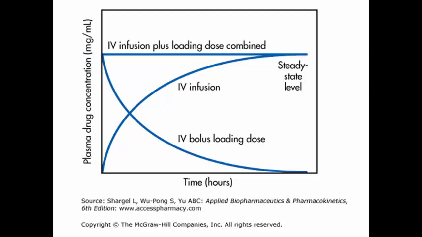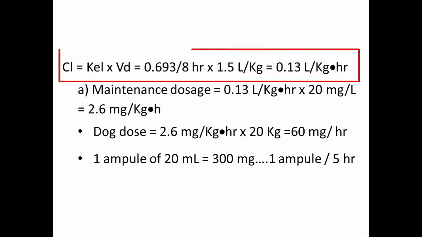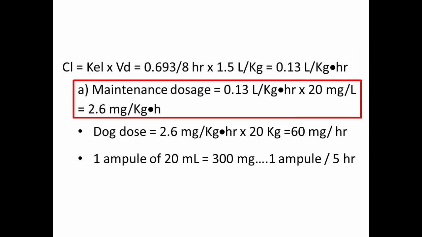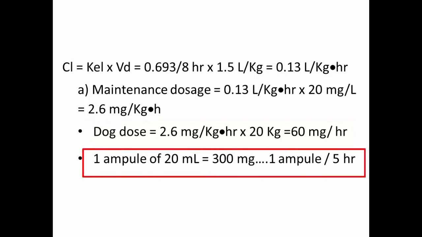Now, the solution for the first question is shown here. We first calculate the clearance by multiplying the constant of elimination by the volume of distribution. And once we know the clearance, we multiply by the desired concentration of 20 milligrams per liter. And we come up with a dosage rate of 2.6 milligrams per kilogram per hour. Now, the dosage needs to be multiplied by the body weight of the animal, and that will give us a total dose of 60 milligrams per hour. If we take into account the concentration in the ampules, that dog should be receiving about 1 ampule every 5 hours.